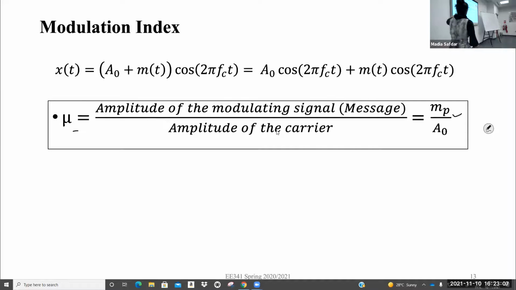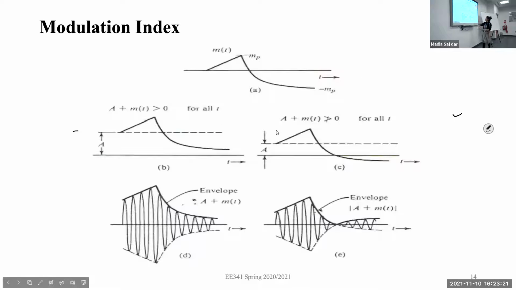So this modulation index is equal to the amplitude of the message signal divided by the amplitude of the carrier signal, or the DC offset. So this is my message signal, right? So this is the amplitude of the message signal.